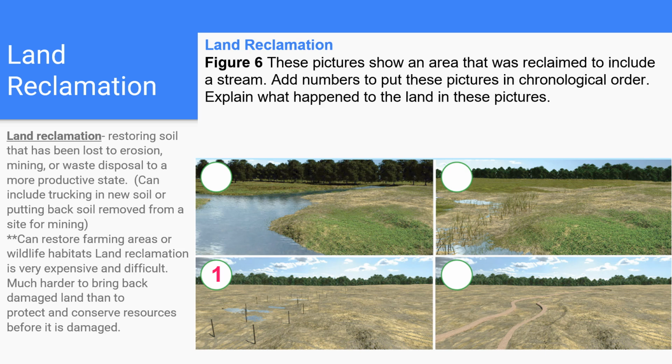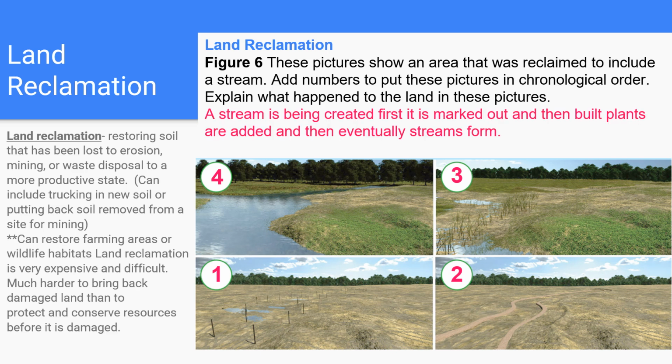So this image in the bottom left is our first one, where they're mapping out where the stream is going to go. Then we have 2 where they're trying to further make those lines for the stream. 3, they have the grass that's starting to grow back, beginning to introduce water. 4, we finally have our stream and the grass and whatnot is starting to be more prevalent around. So a stream is being created. First it is marked out and then built and plants are added and eventually the stream forms.